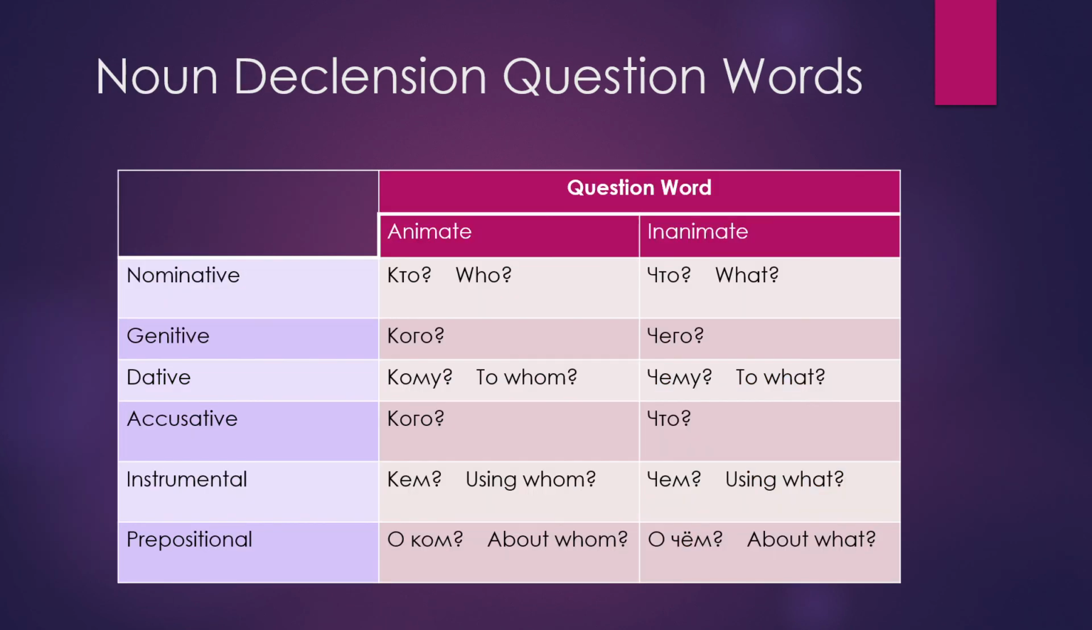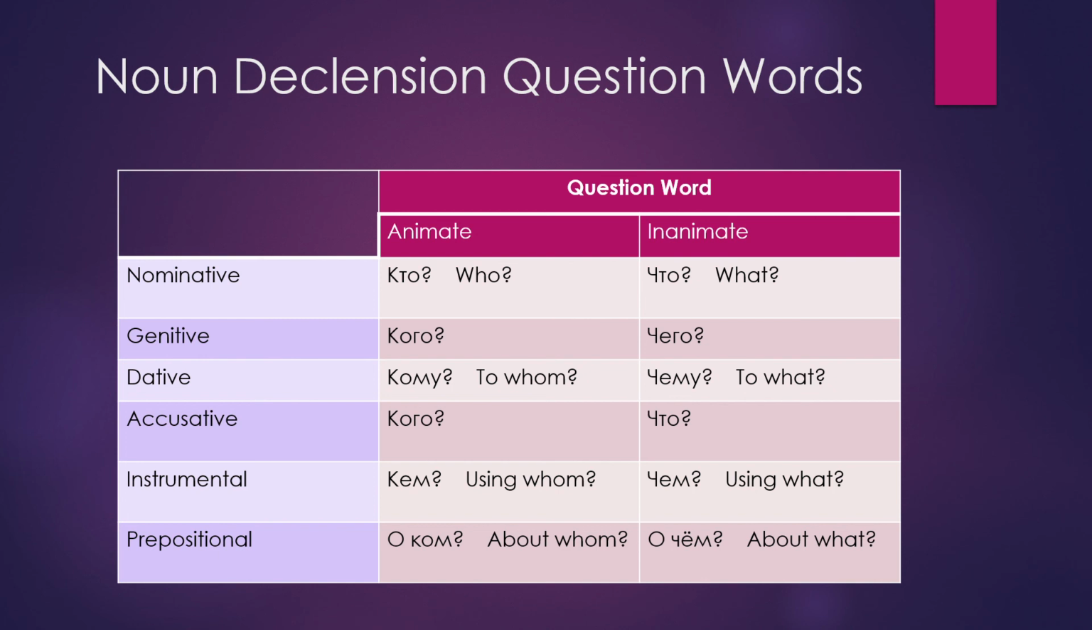The other thing we should mention is question words. This is important when you're asking questions in Russian. So if it's in nominative, I'm basically saying who or what the thing is, right? So the first column is for animate and the second one for inanimate. So if I wanted to say who, I would say кто. What is что.